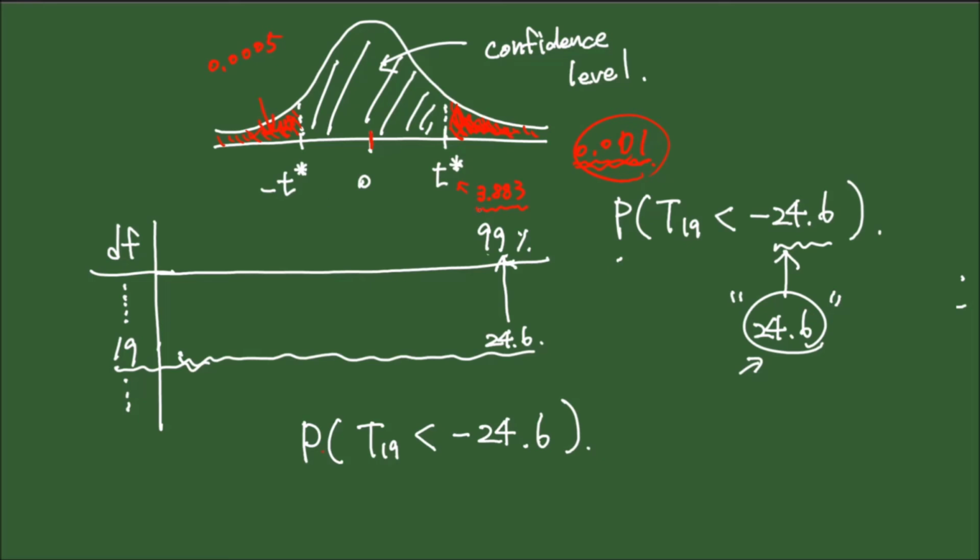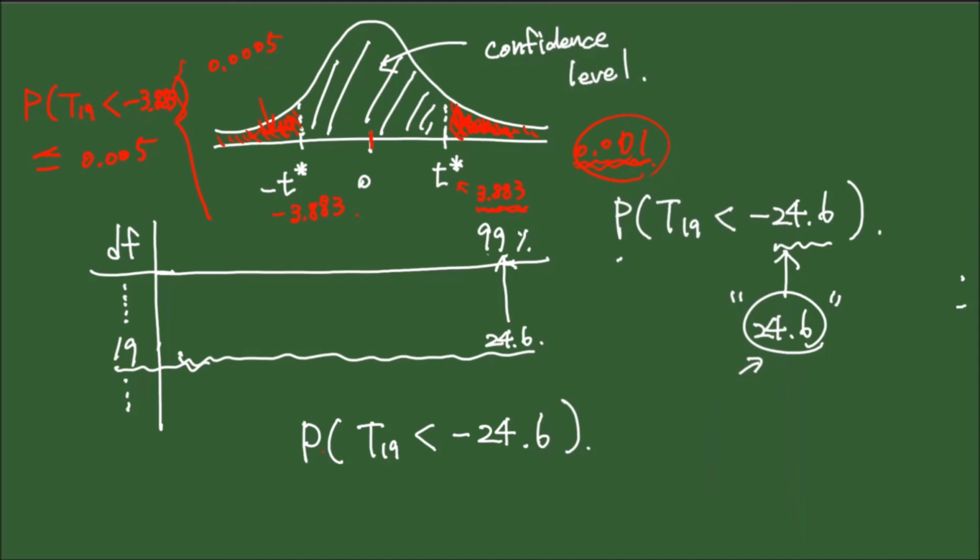And if this value is 3.883, then this minus t star should be negative 3.883. So thinking about this situation, the probability that T19 is less than negative 3.883 is 0.0005. Okay, does it make sense?